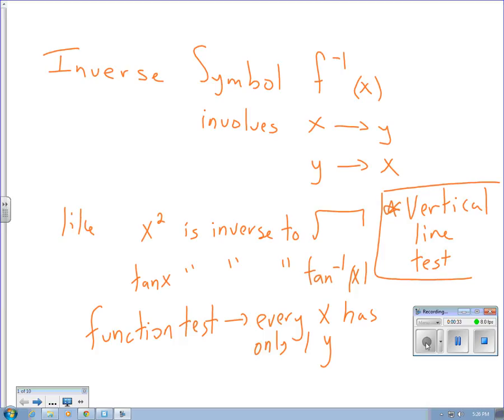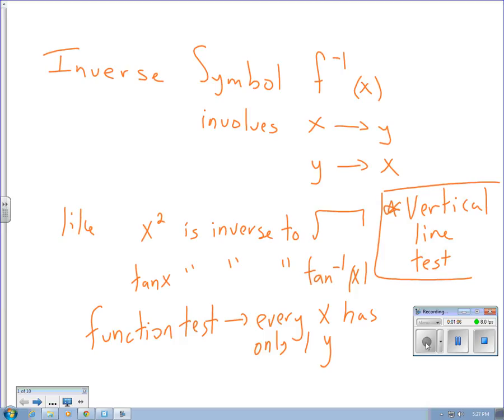What it's going to involve is x being transformed to y and y being transformed to x. Very interesting process. It's like x squared is inverse to the square root function, or tan x is inverse to tan to the minus 1 x. You'll see, especially in those trig relationships, that the inverse notation is accented in the same way we're going to be using it.